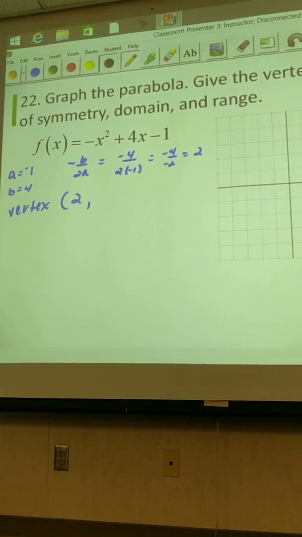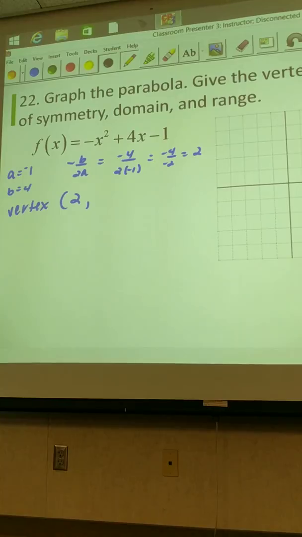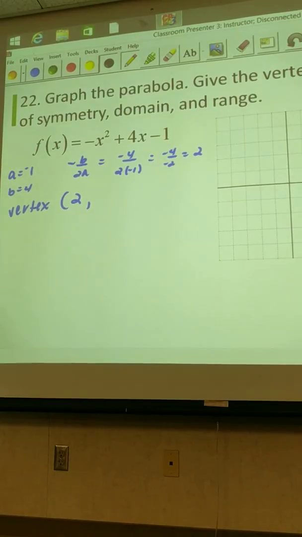So that's our y value. I mean, our x value. Sorry. That's the x value of the vertex. Okay, that's our x value. Hang in there. Now we're putting that in to find our y value.